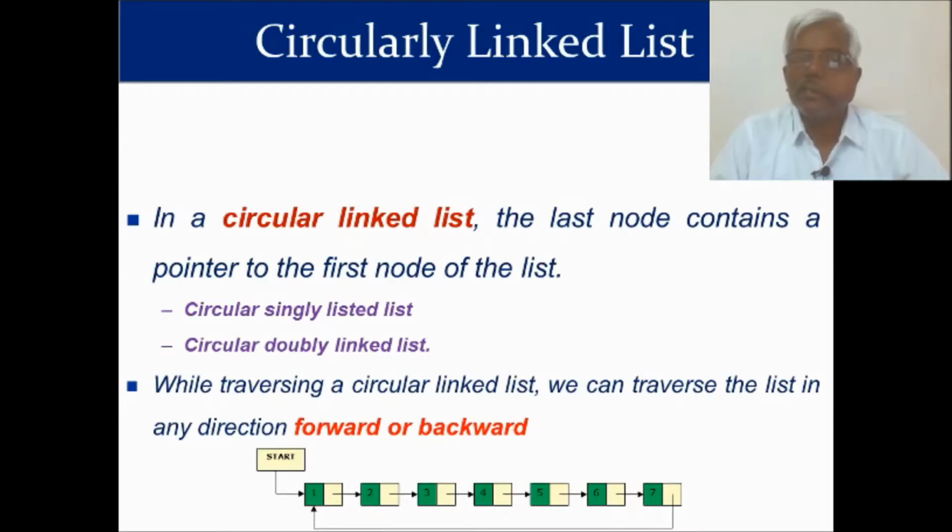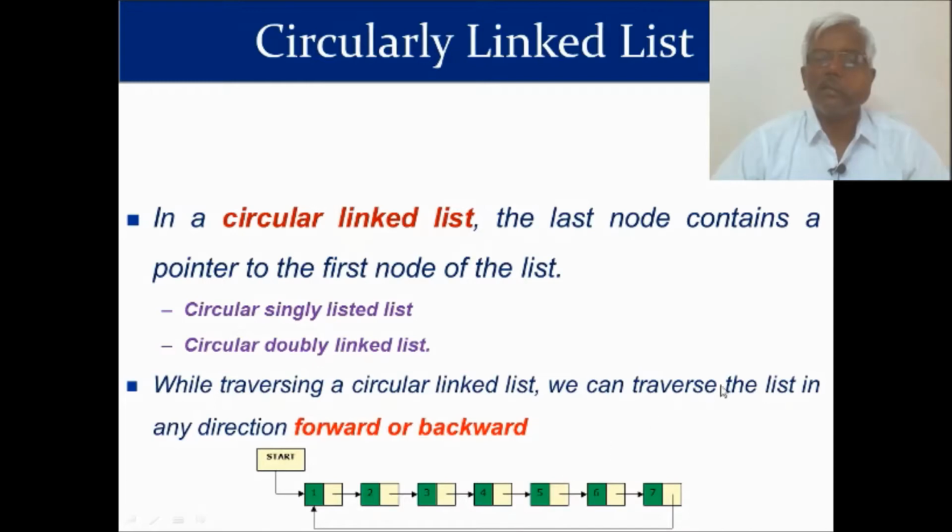As we already discussed in the singly linked list, the last node points to a null value, that is the end of the list. The last node always contains the next pointer with a null value, whereas here the last node contains a pointer to the first node of the list. You just see the diagram here.